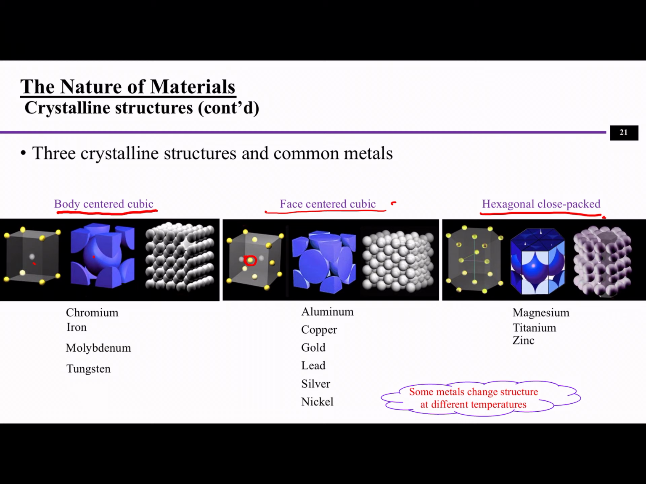And also there is face-centered cubic. You can see aluminum, copper, gold, lead, silver, nickel, and these are face-centered cubic. Compared to body-centered, they have lower strength but still have good strength. And the last one is hexagonal close pack, like magnesium, titanium, and zinc. Those materials usually are a little bit light, and also have very good ductility.